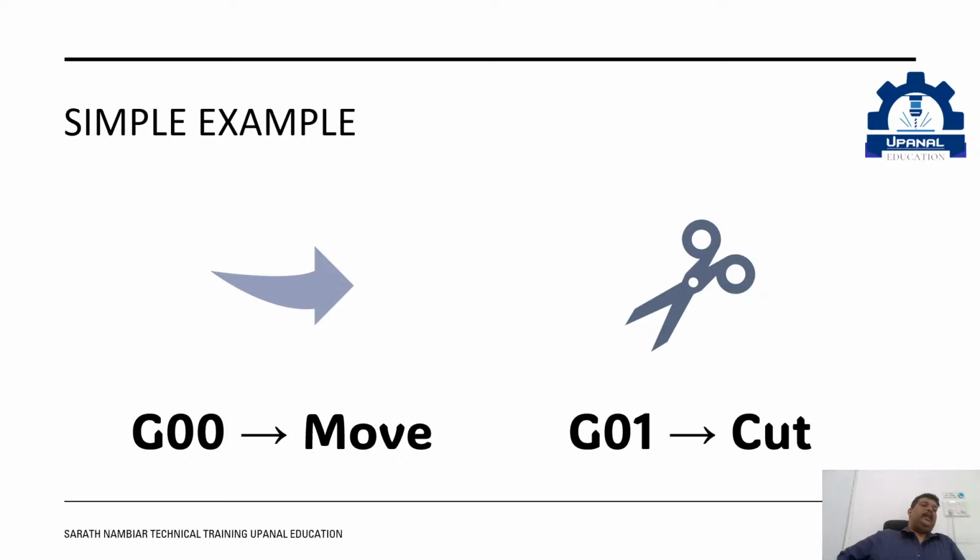Let's combine both and understand the simple flow. First, G00 is used. The tool moves quickly from its current position to the required location, and at this point, it is not touching the material. It is only moving into position. Now, once the tool is in position, G01 is used. G00 is for the fast moving, and G01 is for the cutting.